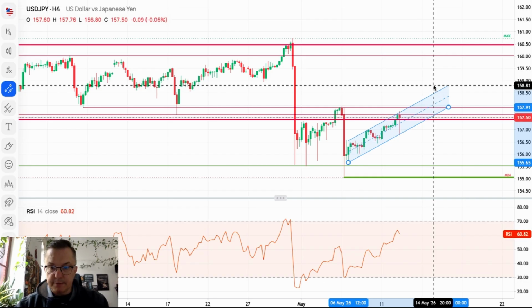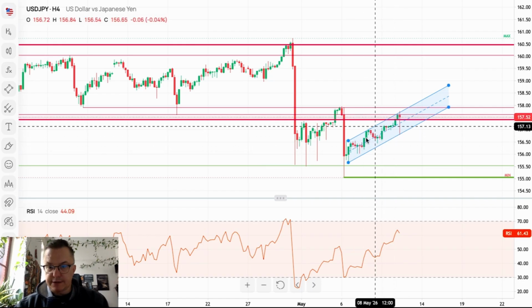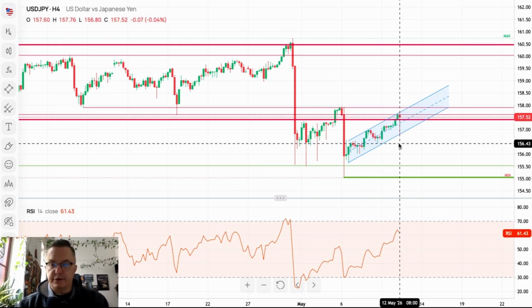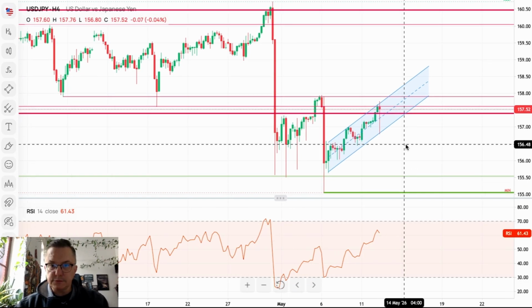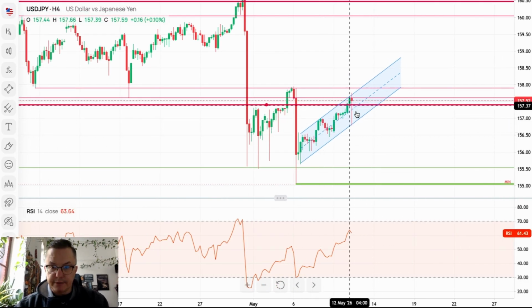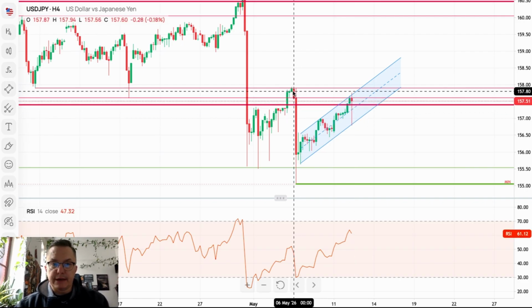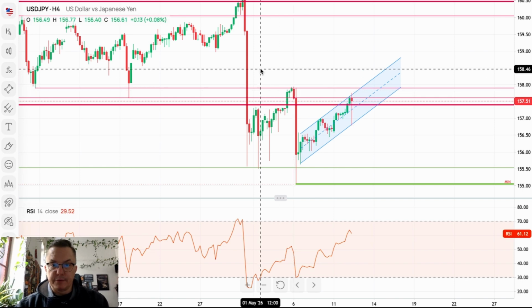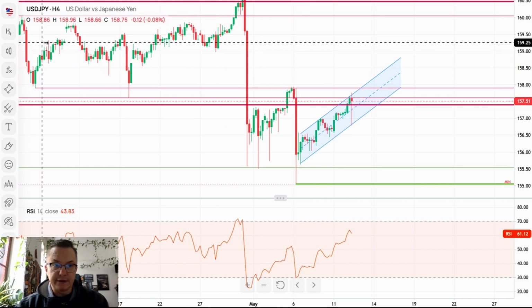If we place this kind of internal corrective channel, a very interesting situation is right now forming on the US dollar versus the Japanese yen. In the short term, you can see dips are being bought. However, this pin bar has not been closed just yet, but any breakout above 157.94 is bullish. Next target would be located here, 158.97.